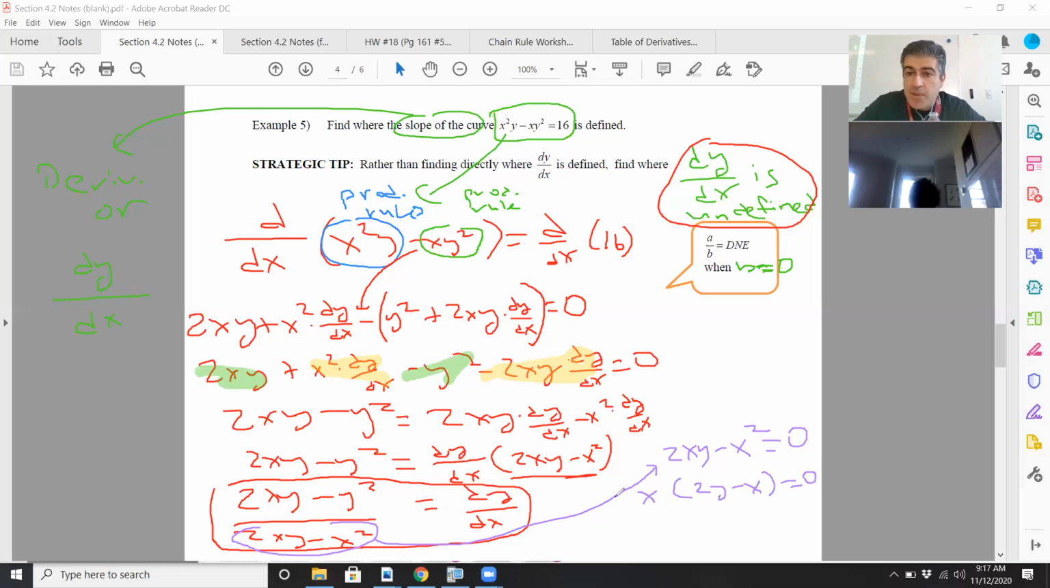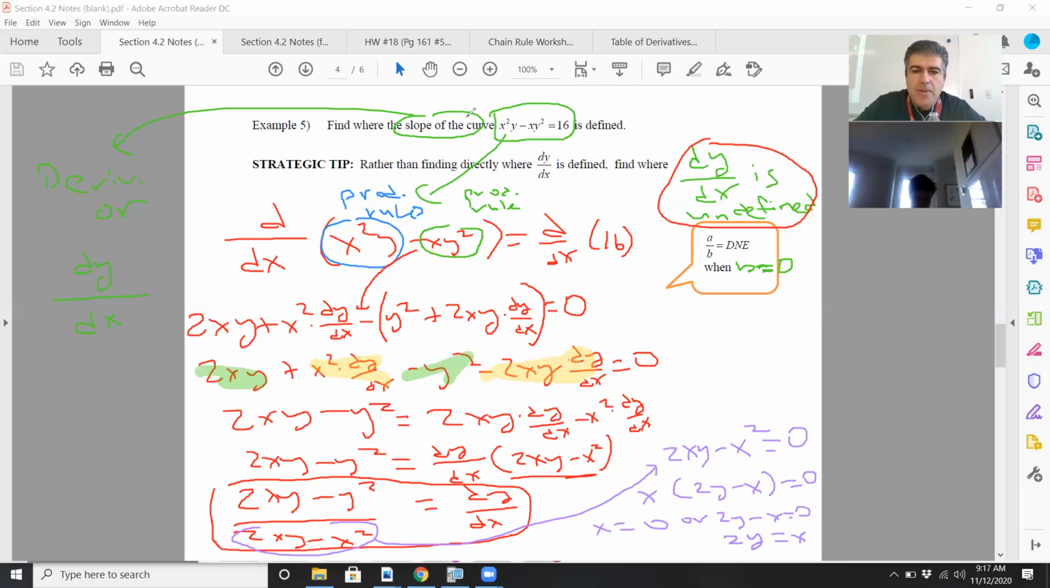So of course, when x equals 0, that's going to be true. Or when 2y minus x equals 0. Or when x equals 2y. Okay, so definitely when x is 0.